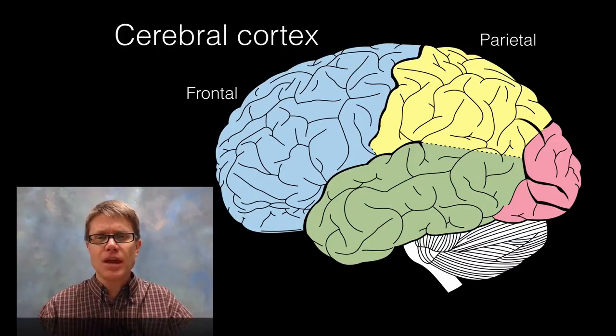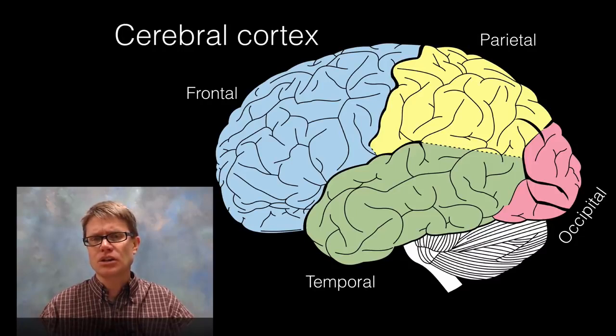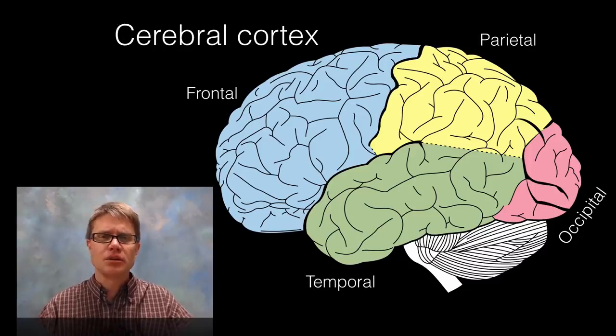What about at the end? Do you remember that? That's called the occipital. And then what about at the bottom? That's the temporal. Occipital, remember, is a location where we have vision, and then temporal is going to be more language, hearing, memories are there.